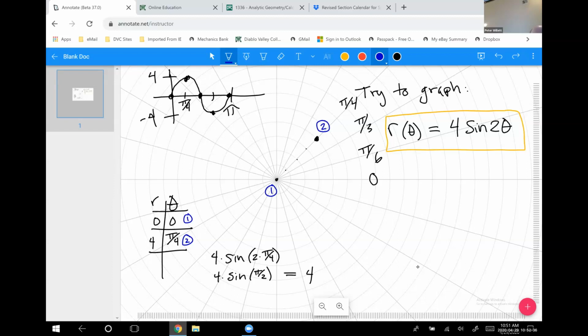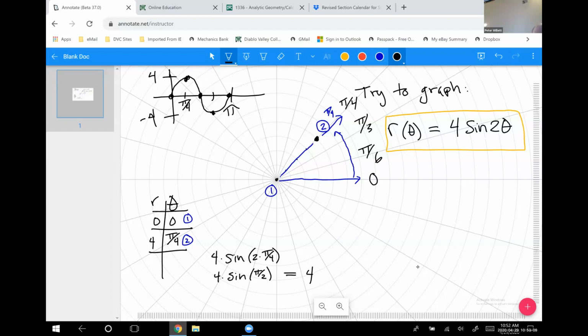from point 1 to point 2 is that I was initially facing at the angle of 0, and then I finished facing at this angle here, and what changed is that the angle rotated from angle 0 to angle pi over 4. And so as point 1 went to point 2, it's because the R value increased from 0 to 4 as the angle changed in that direction.